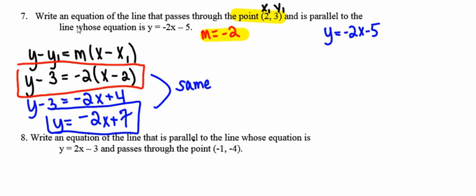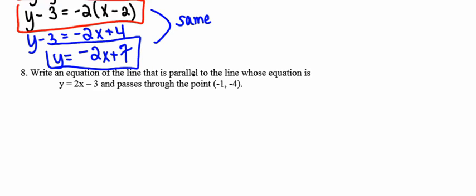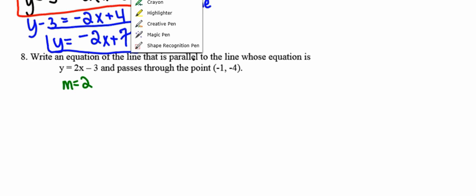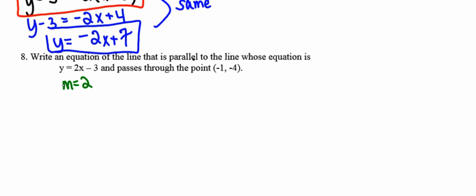All right, number 8 says write an equation of the line parallel to the line whose equation is y equals 2x minus 3, passing through the point whose coordinates are (negative 1, negative 4). So since I want it to be parallel to this guy, I know I want my slope to be 2. I want it to pass through that point. So again, I've got a point, I've got a slope.